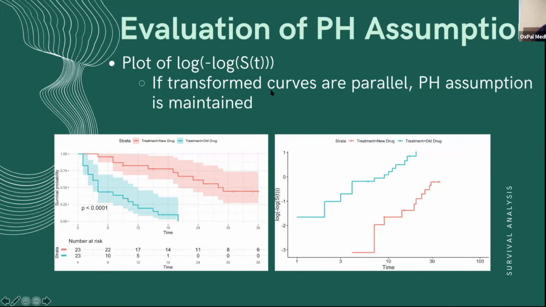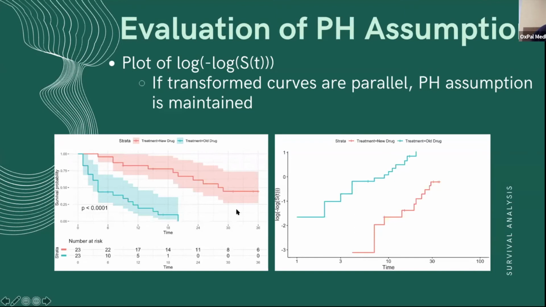So that is an evaluation of this assumption. If they perform and they look parallel, it's more likely that they are actually proportional in hazards. So that's, I think, about it for the Cox proportional hazard.